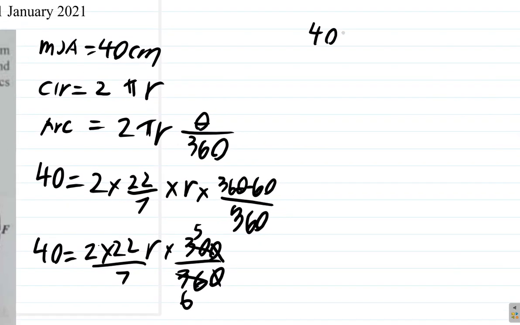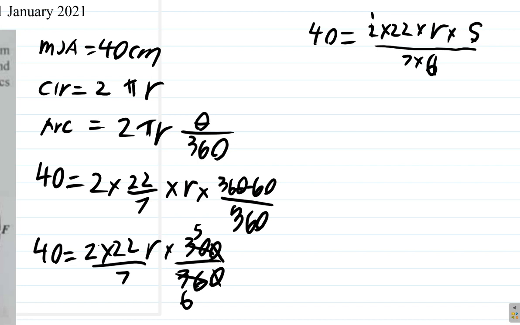We have that 40 equals 2 times 22 times r times 5 over 7 times 6. That is what we have. Alright? So 7 by 6 is 42. So, hold on. Let us cancel down some more first. 2 into 2, 1. 2 into 6, 3. So it's 7 by 3 that we have here.